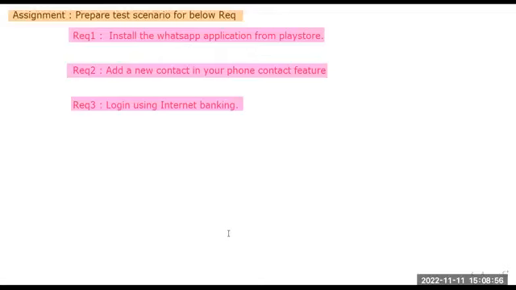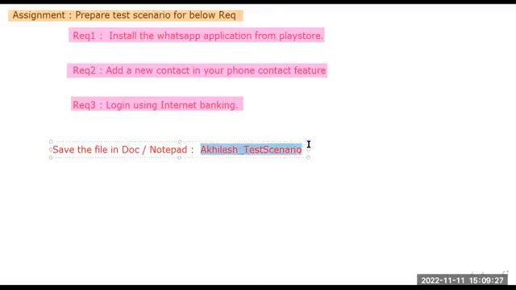After preparing the test scenarios, save the file in doc format or Notepad. How do you need to save it? Just type your name, like I'm saying here, Akhilesh, underscore test scenario. Save your file in this format, and after that, share it into the group.